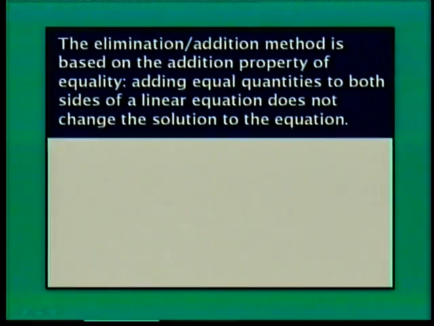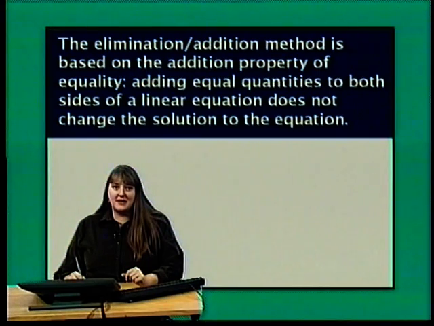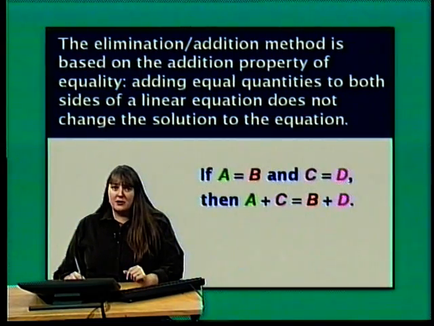So let's talk about the elimination method. The elimination or addition method is based on the addition property of equality. Adding equal quantities to both sides of a linear equation does not change the solution to the equation. So if we know that A is equal to B and C is equal to D, then A plus C is equal to B plus D. Notice that we've added the left-hand sides of these equations together, and we've added the right-hand sides of these equations together.